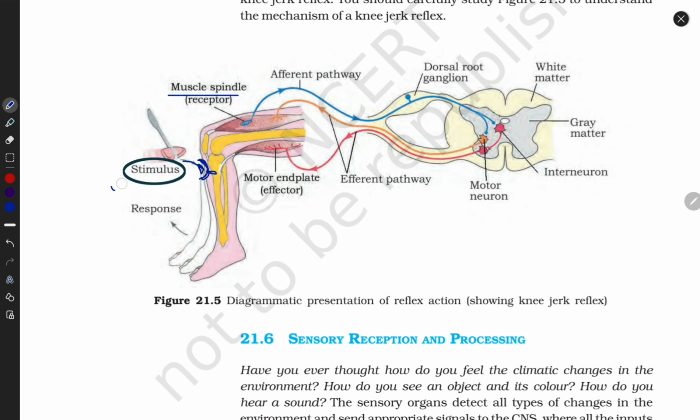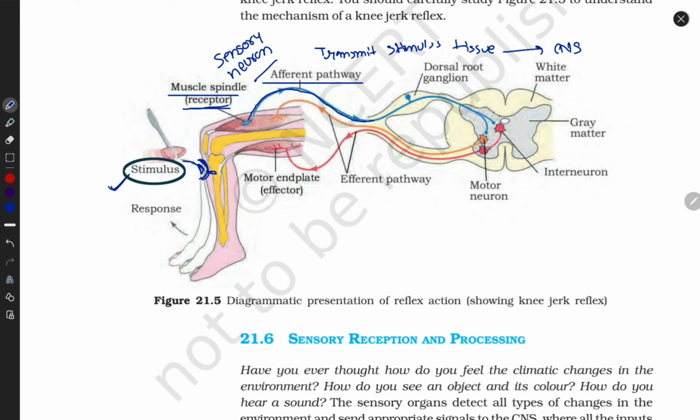They sense the stimulus, and receptors are further connected with the afferent pathway. What is afferent? Those pathways that conduct, that transmit stimulus from tissue to the CNS. We can also call it a sensory neuron. Okay, this is the pathway. Look here, this is the afferent pathway. They can transmit the signal towards the CNS.